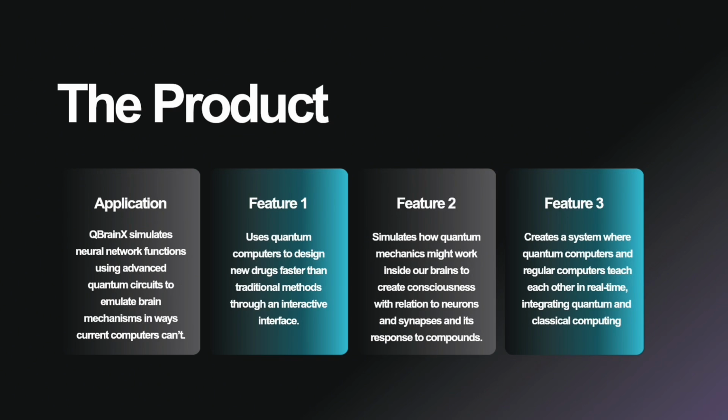For the first feature, it uses quantum computers to design new drugs faster than traditional methods through an interactive web application interface. For the second feature, it simulates how quantum mechanics might work inside our brains to create consciousness with relation to neurons and synapses and its response to compounds. For feature 3, it creates a system where quantum computers and regular computers teach themselves in real time, integrating quantum and classical computing for iterative learning.